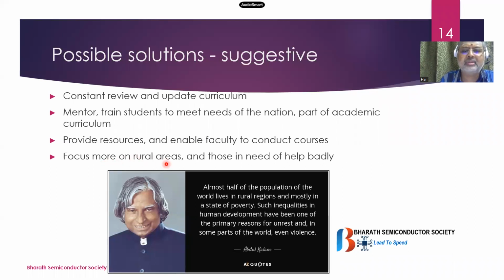Right? Focus more on rural areas. I'll just jump and go here. Dr. Abdul Kalam is old. He's my inspiration, right? So he says half of the population of the world lives in rural regions, not in India, the entire world. They are in rural areas.